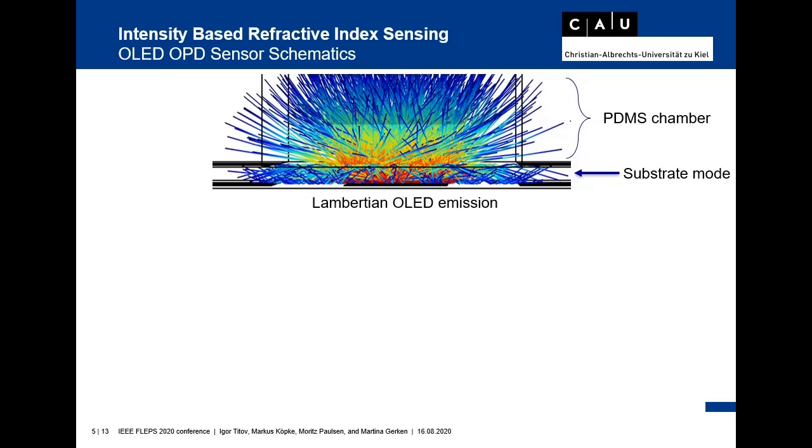The refractive index sensing mechanism is based on the light intensity changes on the OPD, which is emitted from the OLED with a Lambertian emission pattern, which is shown in the graphic. As you can see, a part of the light remains due to the total internal reflection in the substrate as a guided mode, and the other part enters the analyte inside the PDMS chamber. As the total internal reflection condition is a function of the refractive index of the surrounding medium, the detected photocurrent depends on the liquid inside the PDMS chamber.